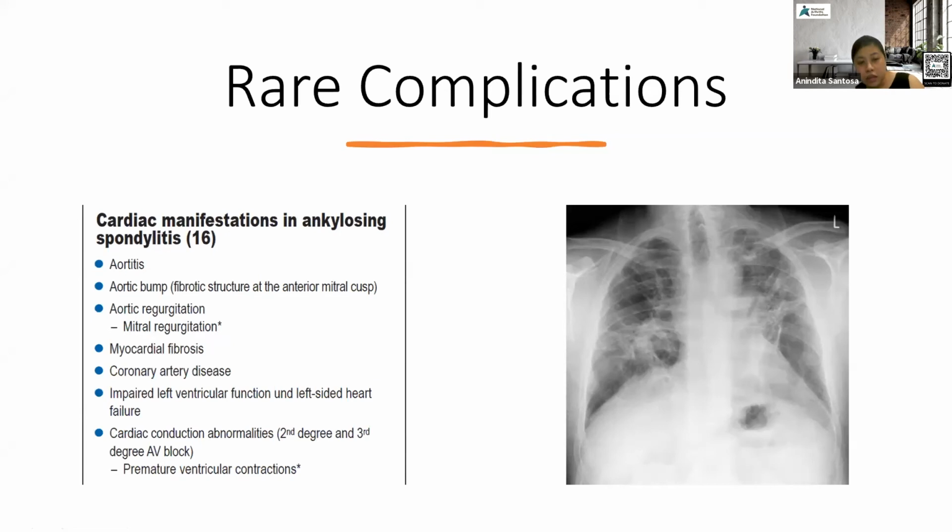Other rare complications may include that of the heart. So there can be inflammation of some of the large blood vessels or involvement of some of the heart valves. There could also be what we call fibrosis or scarring of the lungs as a result of ankylosing spondylitis.